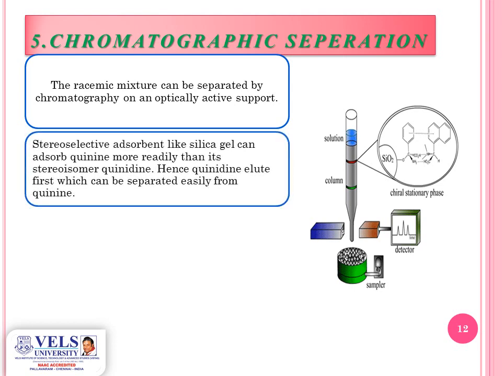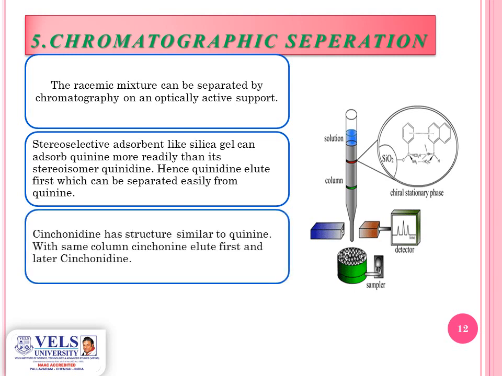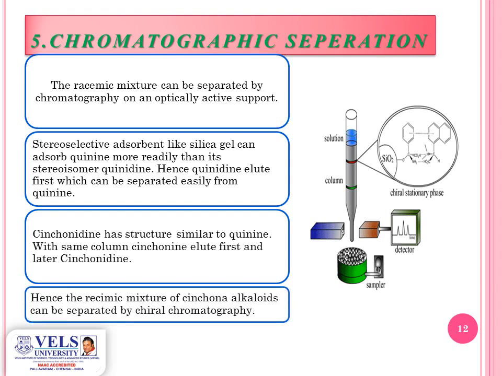Here I have taken the example of cinchona alkaloids, which have two pairs of enantiomers, quinine and quinidine, and cinchonine and cinchonidine. A stereoselective adsorbent like silica gel can adsorb quinine more rapidly than its stereoisomer quinidine. Hence quinidine elutes first, and can be separated easily from quinine, whereas cinchonidine has a structure similar to quinine. With the same column, cinchonine elutes first and later cinchonidine. So the racemic mixtures of cinchona alkaloids can be separated effectively by using chiral chromatography.